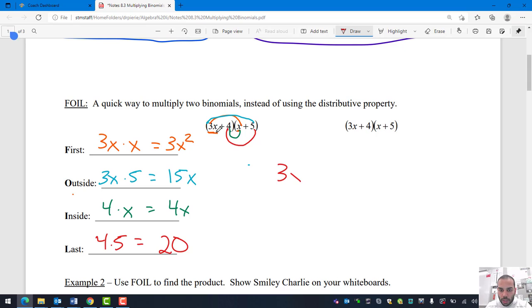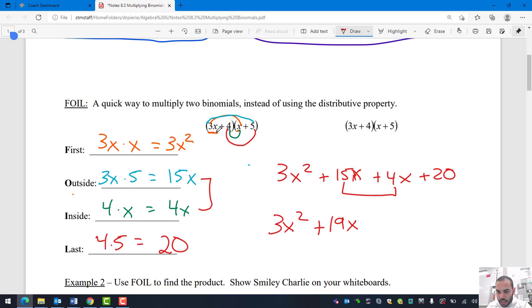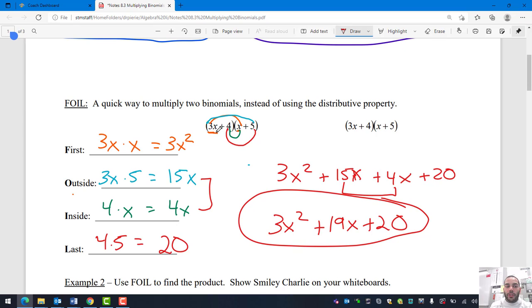It should be 3x squared plus 15x, plus 4x, plus 20. Usually when you're FOILing things out, the number one thing I would look for is whether the two middle terms, outside and inside, are combinable. And that is the case here. 15x is combinable with 4x. So when I do that, I should have 3x squared, 15 plus 4 is 19, plus 19x, plus 20. That is my polynomial in standard form after I FOIL it out.